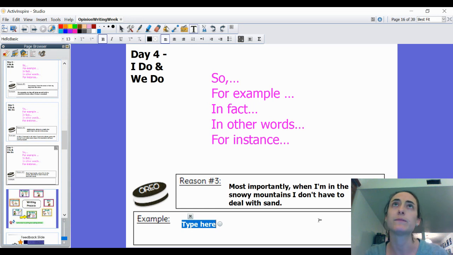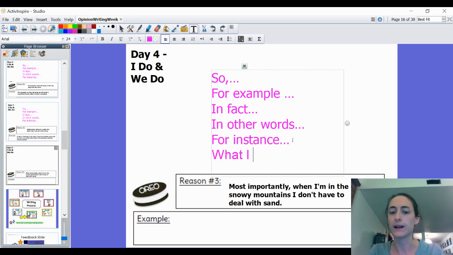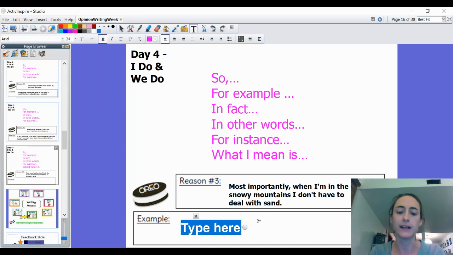How can I prove to them that it's not fun to deal with sand? I might start this a little bit differently even. So I might add this sentence starter up here. Ooh, goodness gracious. There we go. So we could also say, what I mean is, so I like that because it's kind of like you're talking and it adds a little bit of voice. That's going to be really big.